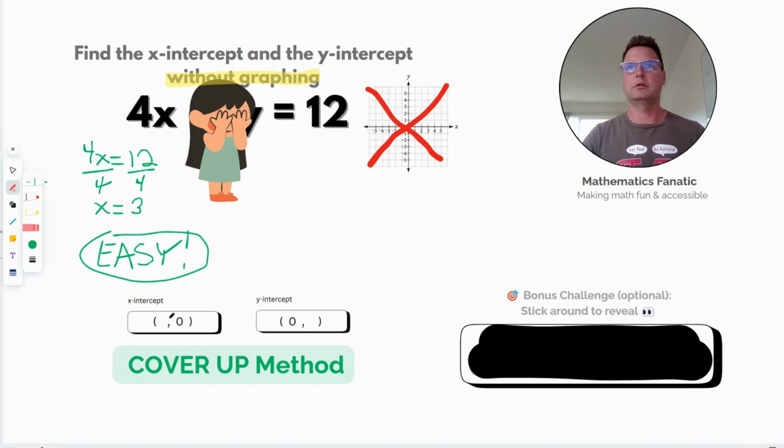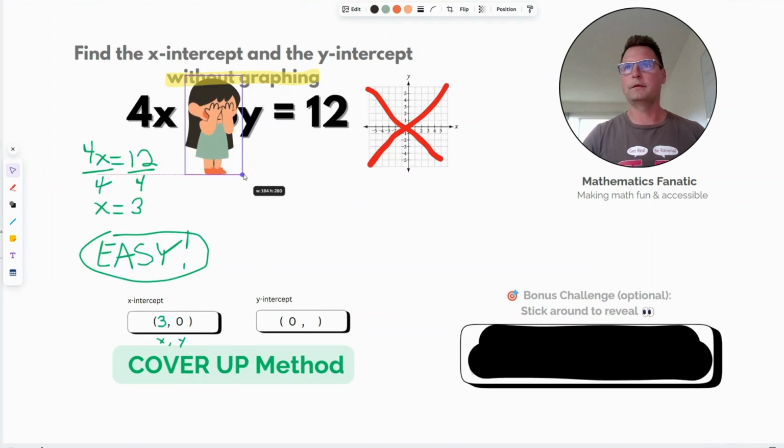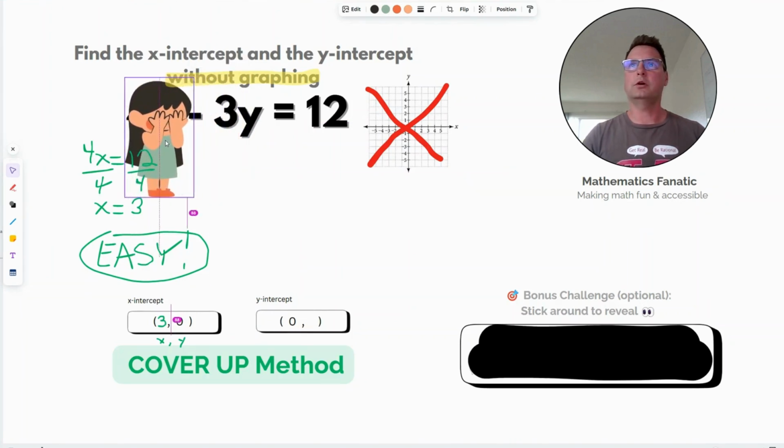Okay, so an x-intercept is a point, so we need both x and y, right? X is 3 and y is 0. All right, what about the y-intercept? We know that x is 0 in that case, so we just need to find y. How do we find y?